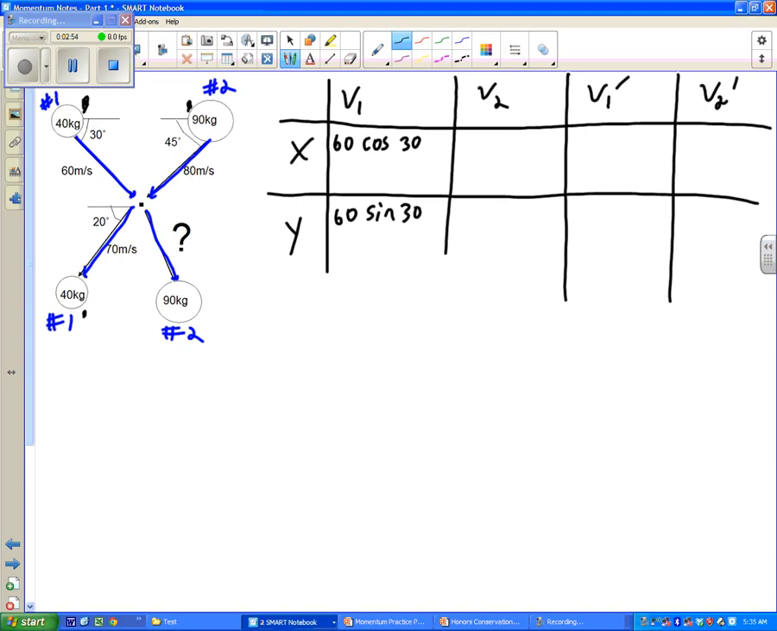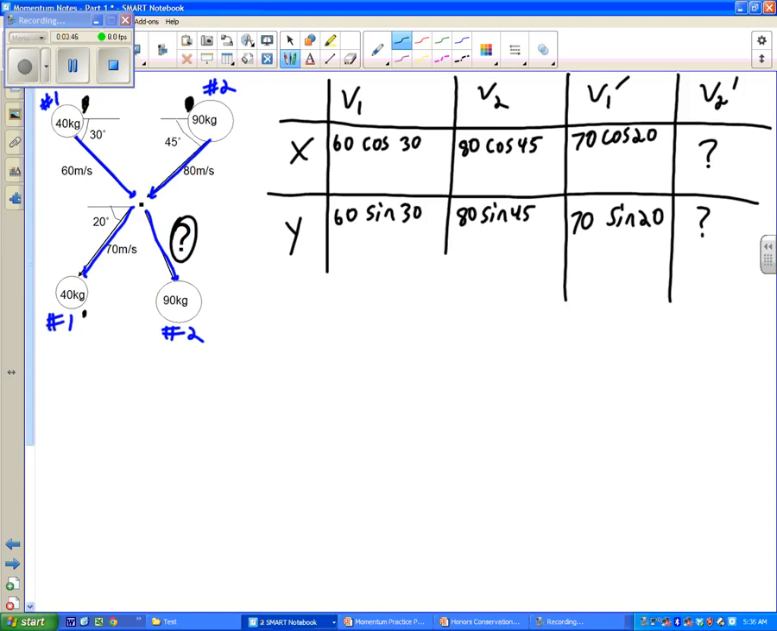For the second velocity vector, once again, that's this guy right here. We have 80 cosine 45. And for the y part is our sine. For v1 prime, the next one, remember that's this guy over here. We have 70 cosine 20. And 70 sine 20. And for v2 prime, it's this guy, and that's just our question mark. We don't know what that is.